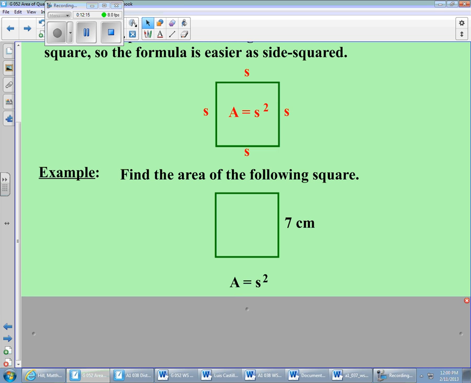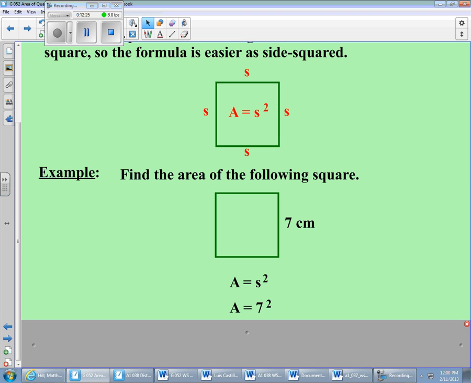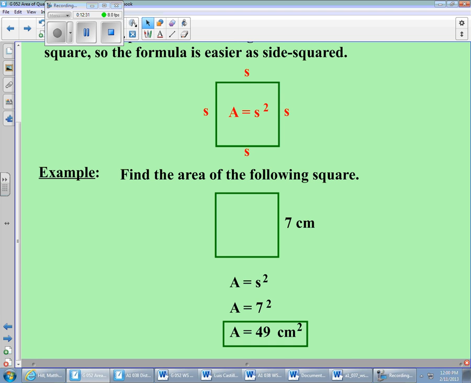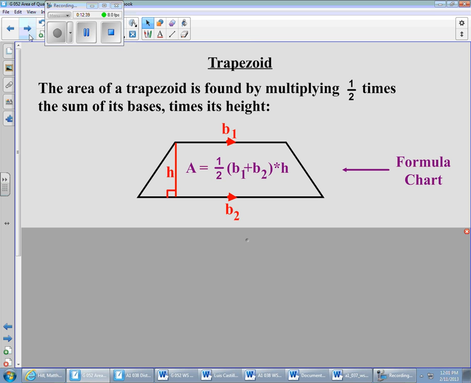But in the meantime, whether you like the base times height formula or whether you like the side squared formula, either way, you're going to figure out that it is 7 times 7. And of course, 7 times 7 is 49. And in this case, 49 square centimeters. All right. You should be familiar with this formula.